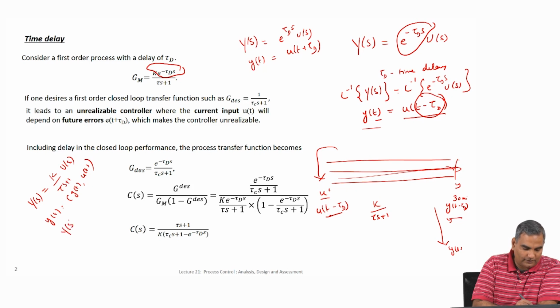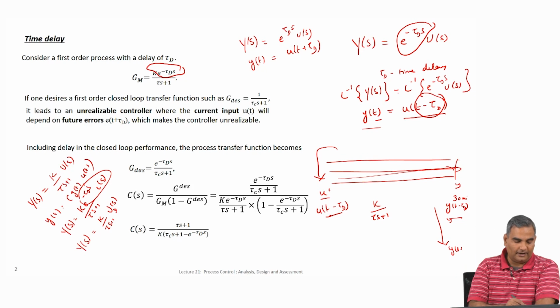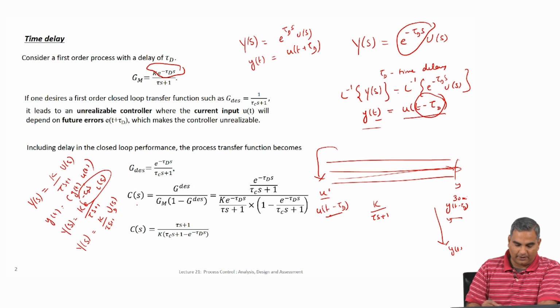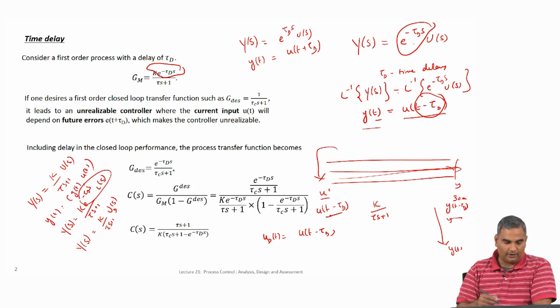So, if I say Y(s) is K e^(-τd s)/(τs+1) U(s), then together I can add and say Y(s) is K/(τs+1) times some delayed version of u, U_d(s). This delayed version of u and U(s) are related by e^(-τd s) U(s), which is basically u(t − τd).